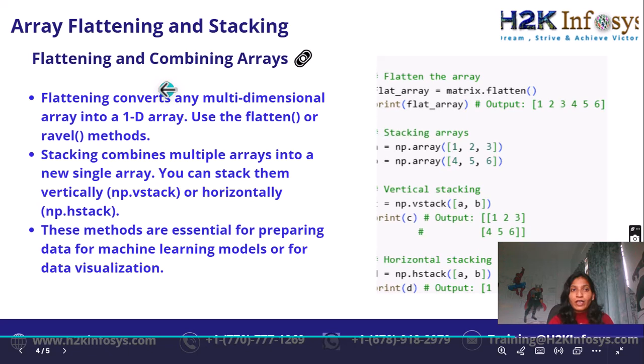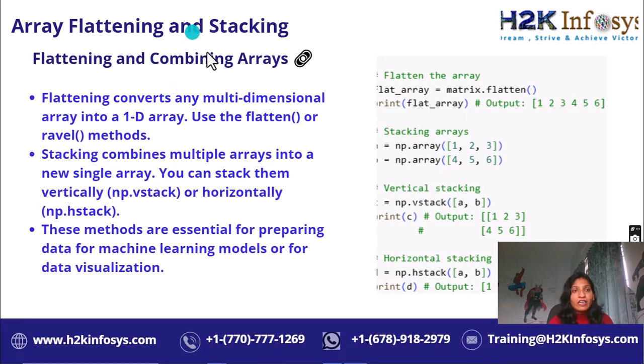And then we have another method called array flattening and stacking. What it means is, we have seen reshaping from single to multi-dimension. Now if we have a multi-dimensional array, it can be converted to a single dimension. Also it can be done with vertical stacking, and we also have horizontal stacking and so on. Let's see all these things one by one.